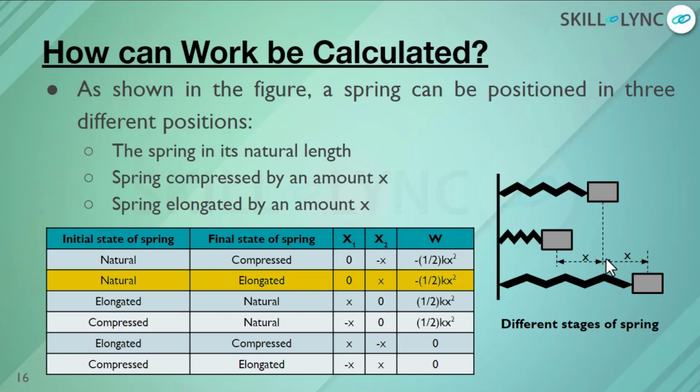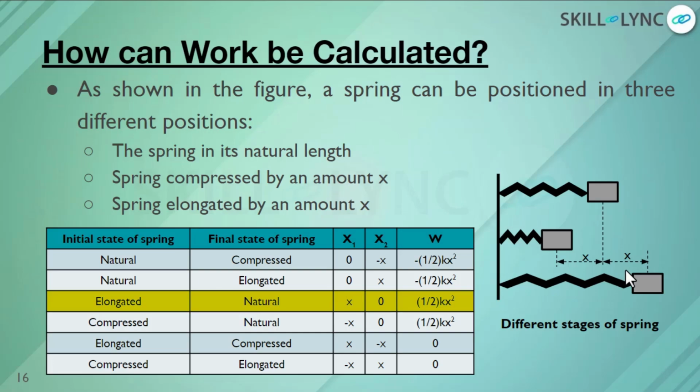In another case, if the initial state of the spring is elongated, case 3, and the final state of the spring is natural, case 1, then the position of the spring at the initial and final stage would be x1 equal to x initially and x2 equal to 0 finally. Therefore the net work done would be equal to 1/2 kx squared.